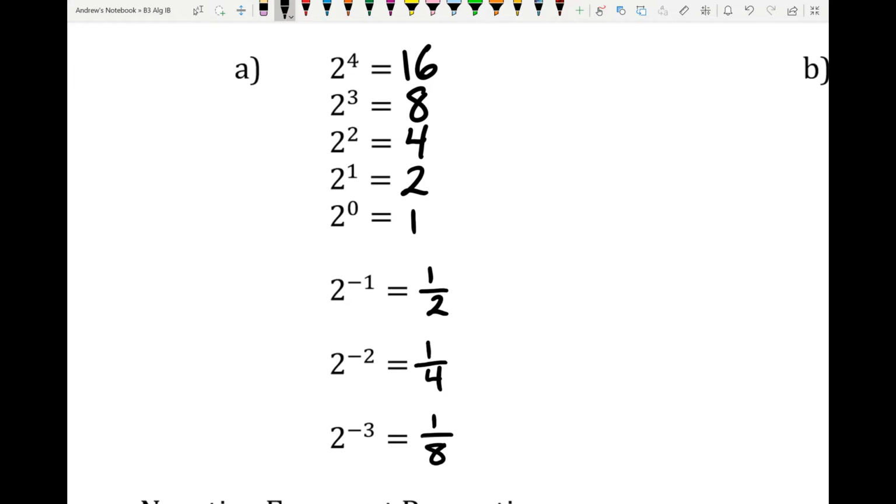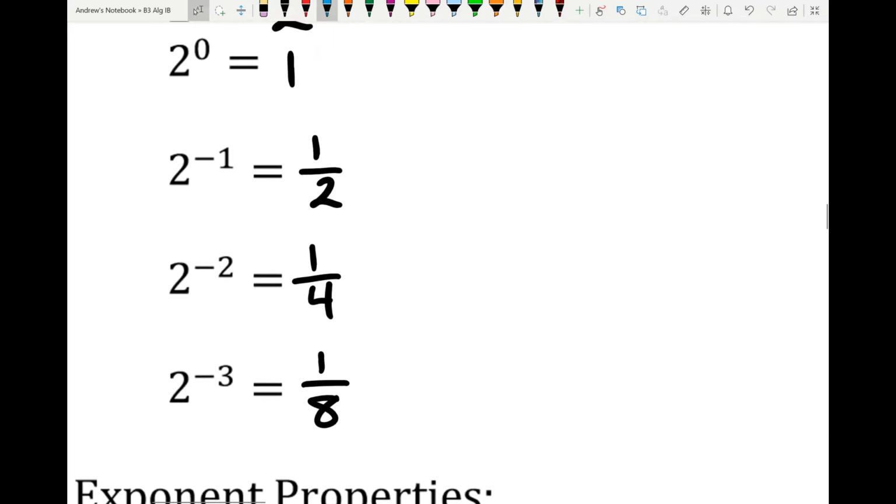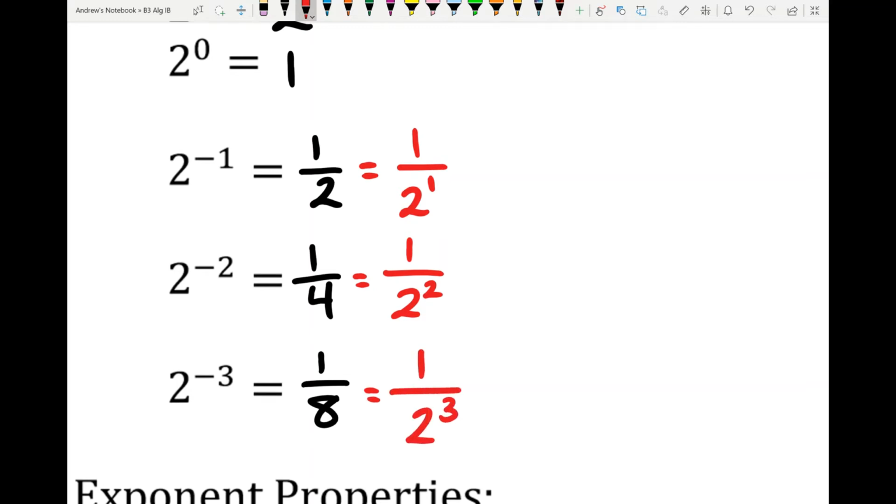So when we have things to a negative power, sometimes we might end up with fractions. It's going to spit itself into being a fraction. But what's really going on is kind of interesting. For these negative powers, 1/2 is the same thing as 1 over 2 to the first power. 1/4 is the same thing as 1 over 2 squared. And then 1/8 is the same thing as 1 over 2 to the third.